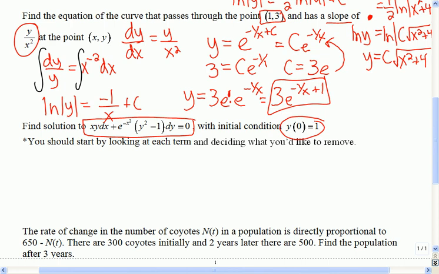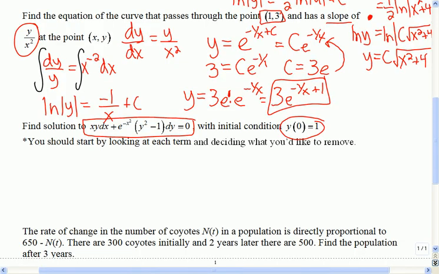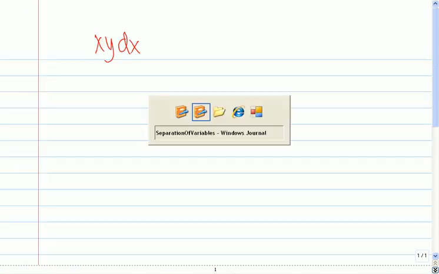So I'm getting kind of crammed in here. I'm going to rewrite this on a different slide with you. So, oops, that's too small. Let me just expand that up. So I've got xy dx. And that's, let's see here.